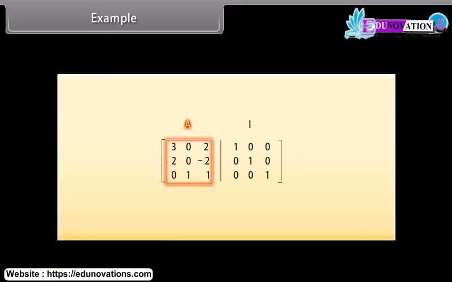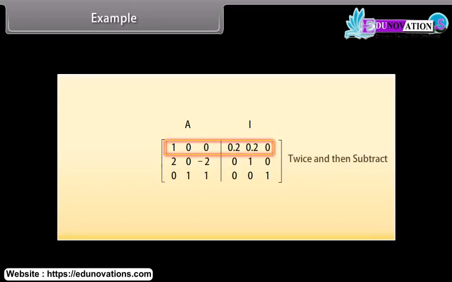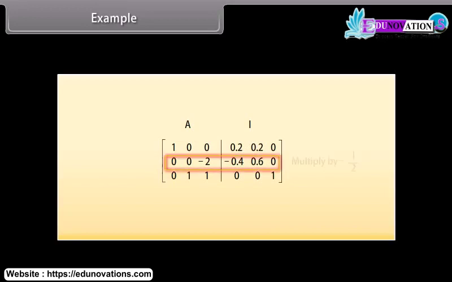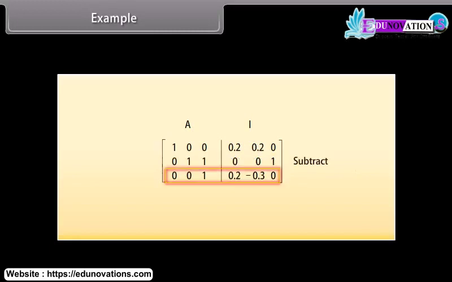Start with A next to I. In this example, our first step is to add row 2 to row 1. Then divide row 1 by 5. Then take 2 times the first row and subtract it from the second row. Multiply second row by minus 1 by 2. Now swap the second and third row. Last, subtract the third row from the second row. And we are done.